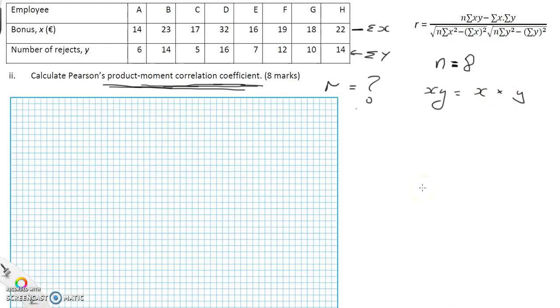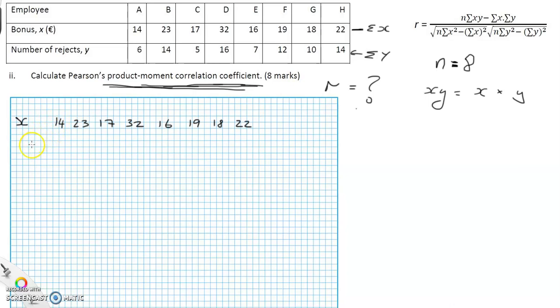So I've just brought in a bit of graph paper there to hopefully make life a bit easier for organization. So here's our x row, right? So we have 14, 23, 17, 32, 16, 19, 18, 22.